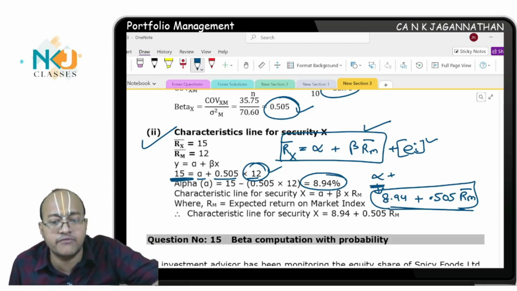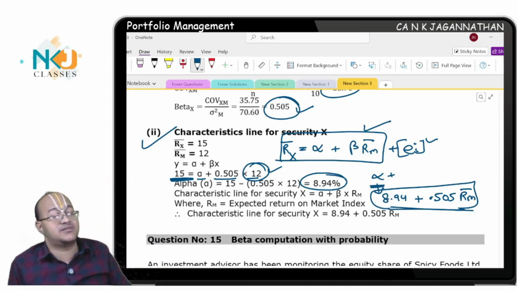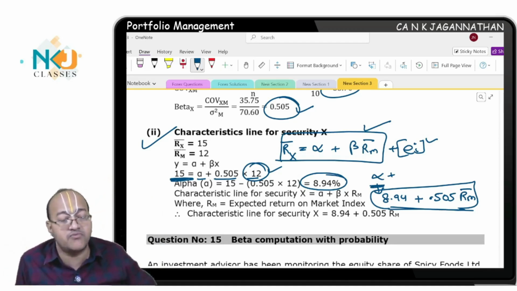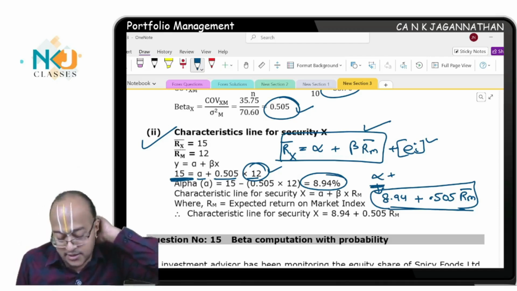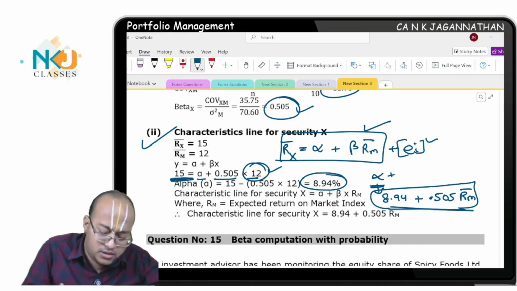Okay, mx plus c, you have the equation for a line, where c is the constant, and mx is the variable term. Are you listening? The slope, to find out the slope of the line, and there is an intercept, there will be slope and intercept. Anyway, all these things we will learn in the sharpe single index model.